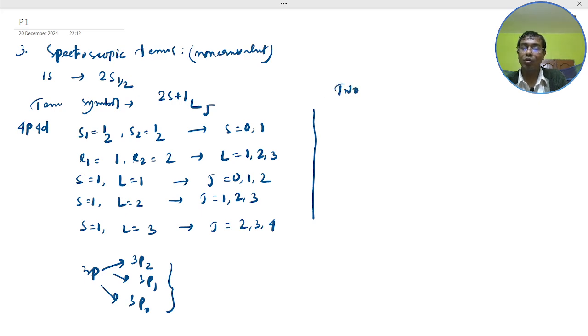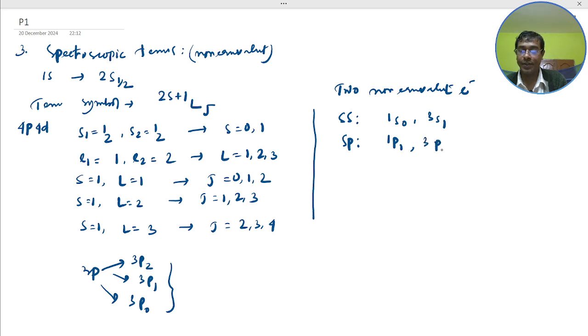And the second one is the term of two non-equivalent electrons. For two non-equivalent electrons, SS gives 1S0, 3S1; SP gives 1P1, 3P 1, 2, 3... SD gives 1D2, 3D 1, 2, 3. These are the term symbols.